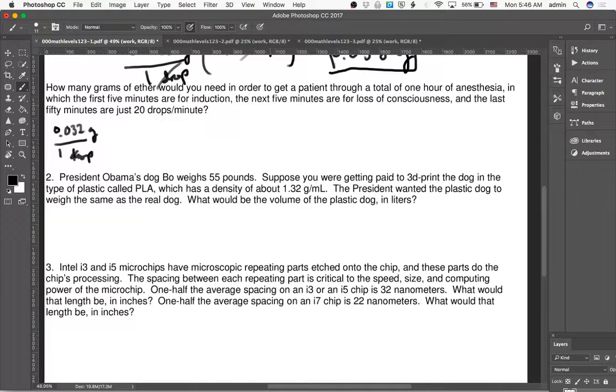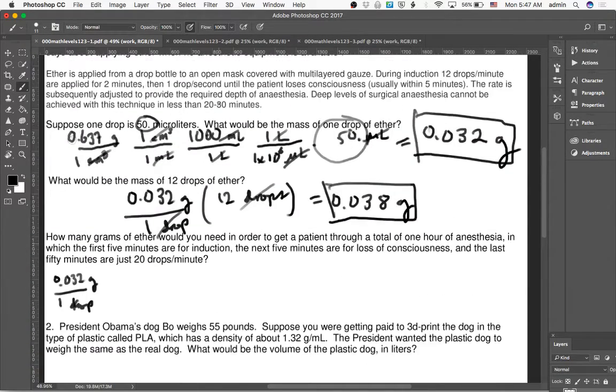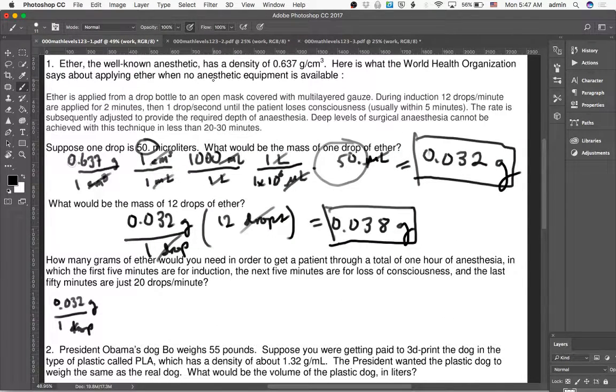How many grams of ether would you need for the first 5 minutes of induction? Let's see. First 5 minutes, 12 drops per minute. During induction, 12 drops per minute. All right, so this is 12 drops per minute. So 12 drops in 1 minute. And the first 5 minutes are for induction for this guy. 5 minutes.